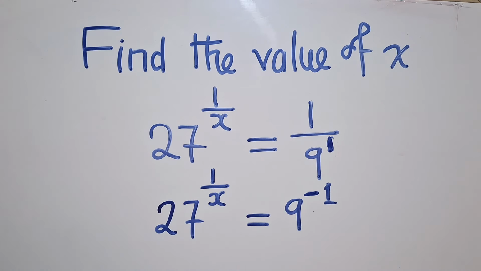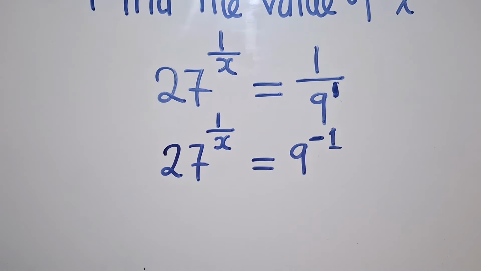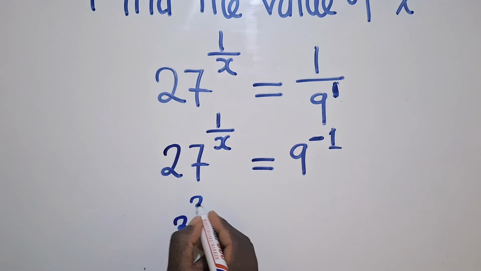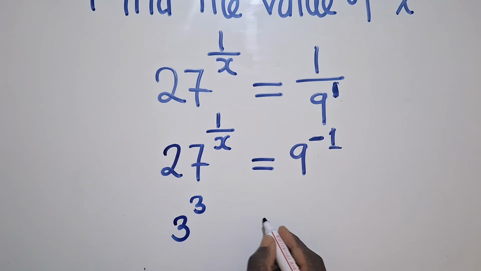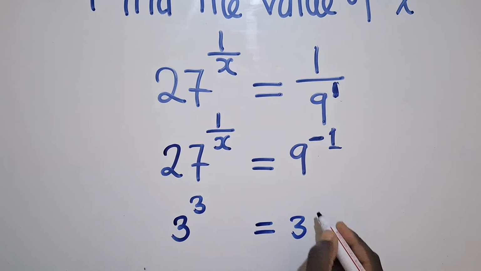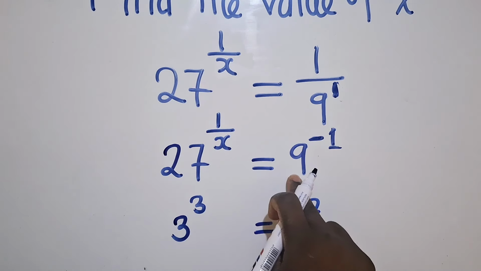Once we do this, we now balance the bases. Here we've got 27, we've got a 9. To balance the bases, we're going to write 3 power 3, since 3 power 3 is 27, is equal to 3 power 2, since 3 power 2 is 9.